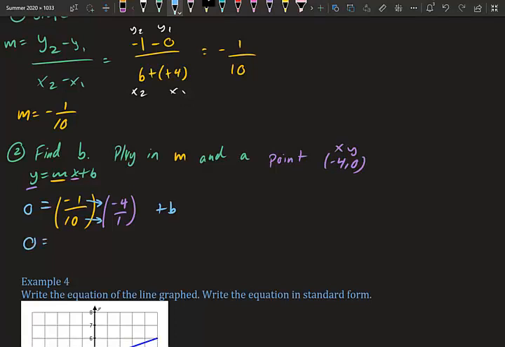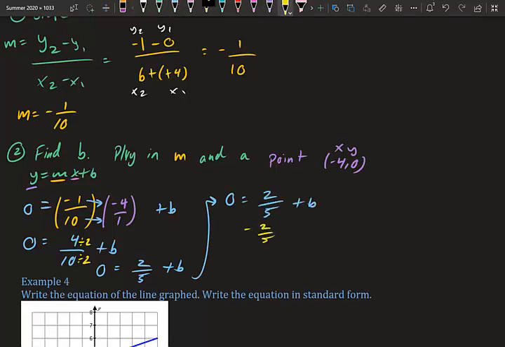So you have 0 equals negative and negative is positive. So 1 times 4 is 4, 10 times 1 is 10, plus b. Let's simplify our fraction. So we have 0 equals 2 over 5 plus b. They're both even, so you can divide by 2. I'm going to bring this up here since I'm out of space. So we have 0 equals 2/5 plus b. I'm going to subtract 2/5 from both sides. So our b is negative 2/5.